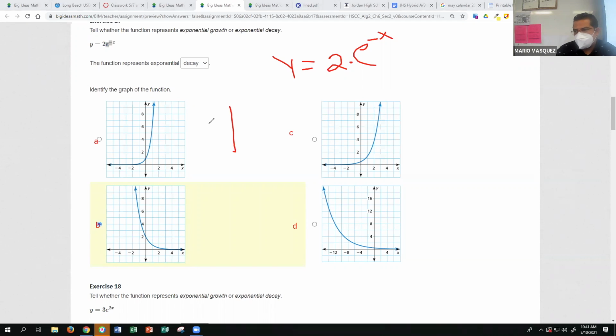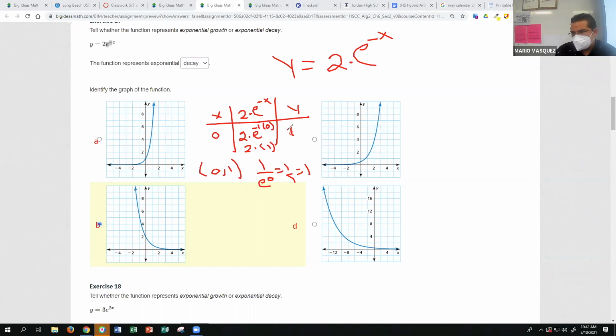Plug in 0. So let's do it here real quick. This is x, 2 times e to the negative x, and then the y. If x is 0, that'll be 2 times e to the negative 0, times 1, which gives us 2. So my output here will be 0, 2. If I plug it in here, you guys, 0, 2, notice, Aliyah, that point does not land on the graph, so therefore this cannot be. Do you see how this point doesn't work?